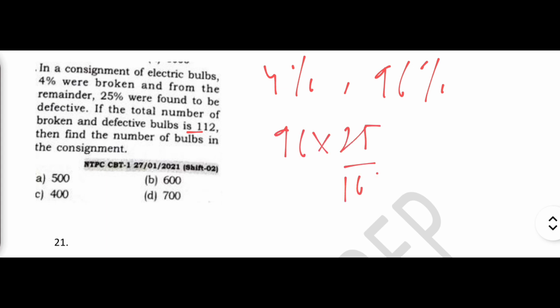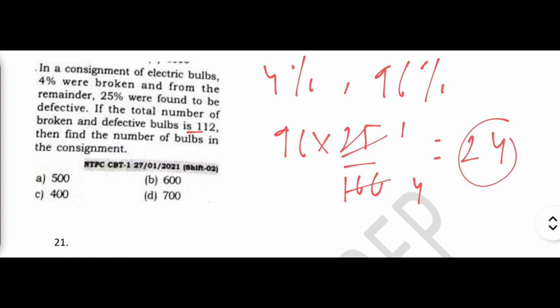In a consignment of electric bulbs, 4% were broken, and from the remainder, 25% were found to be defective. If the total number of broken and defective bulbs is 112, find the total. See guys, 4% were broken. How many were not broken? It is 96%. And 25% of the remainder were found to be defective. So 96 into 25 by 100. How much is it? 25 ones are 25, 4 2s are 8, 4 4s are 16. So 24% are actually defective.